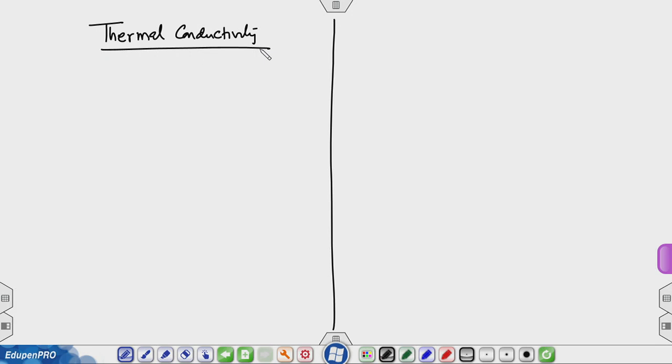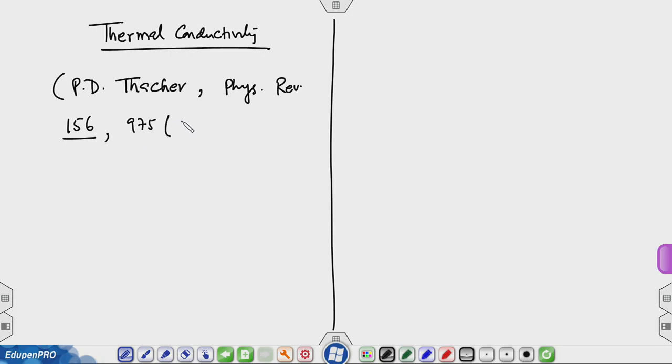And I begin by describing an experiment. This experiment is taken from, the data is taken from P. D. Thatcher, which is in Physical Review, volume 156, page number 975, and this is from 1967.